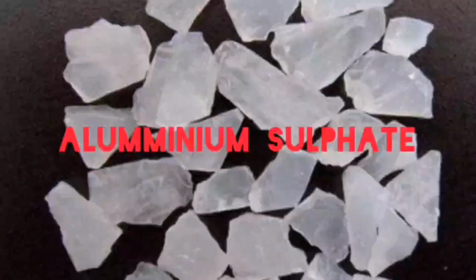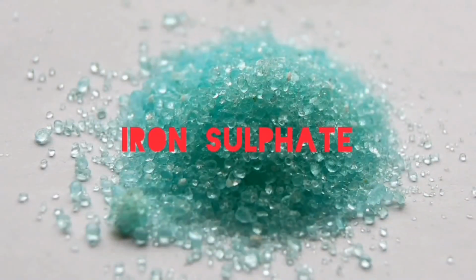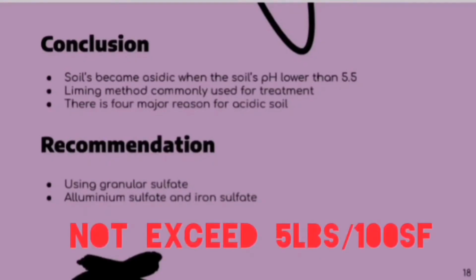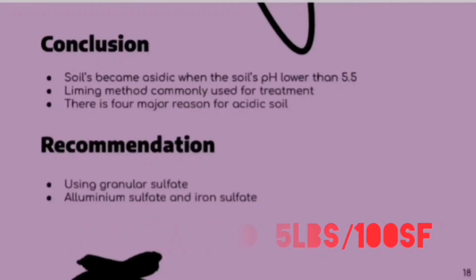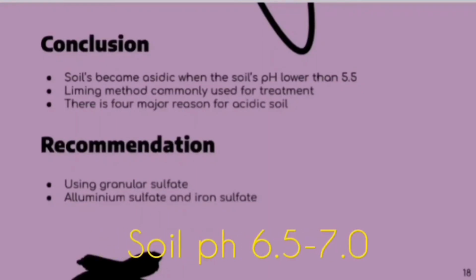For the second solution, aluminium sulfate and iron sulfate. Aluminium sulfate and iron sulfate react more quickly with the soil than elemental sulfur. However, aluminium sulfate and iron sulfate must be applied at a 5 to 6 times greater rate. Do not apply more than 5 pounds per 100 square feet of aluminium or iron sulfate at any one time. Excessive amounts of these 2 sulfates can also injure plants. To reach the best soil neutrality, the soil pH should be in the 6.5 to 7.0 range.